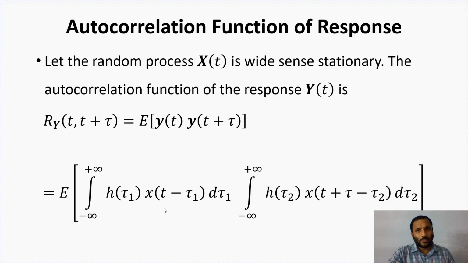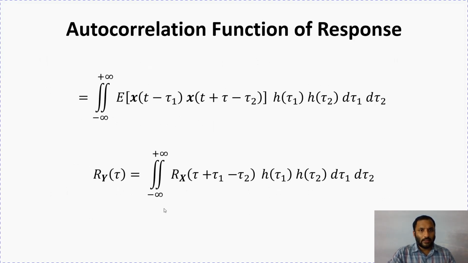Then how is the expression of this output? The expression of the autocorrelation of the response changes. Now that is equal to a double integral from minus infinity to plus infinity of the expectation of x of t minus tau 1 times x of t plus tau minus tau 2, multiplied with h of tau 1 and h of tau 2. h is a deterministic function and h of tau 2 is also a deterministic function.